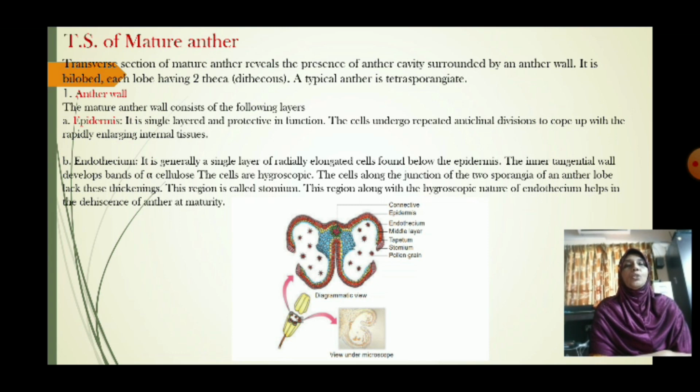This region is called stomium. This region, along with the hygroscopic nature of endothecium, helps in the dehiscence of the anther at maturity. You can see in this picture the diagrammatic view as well as that viewed under the microscope.